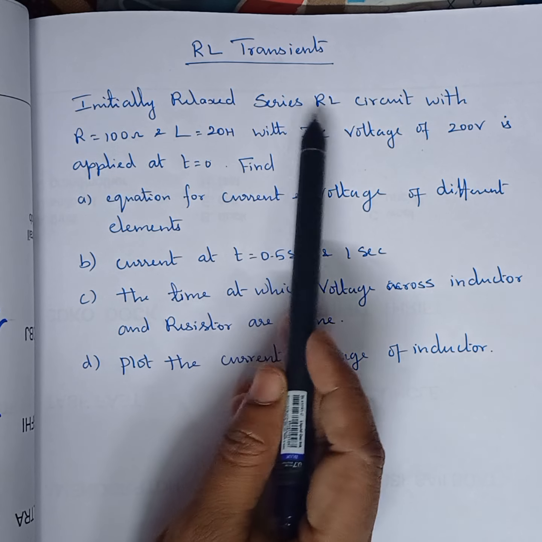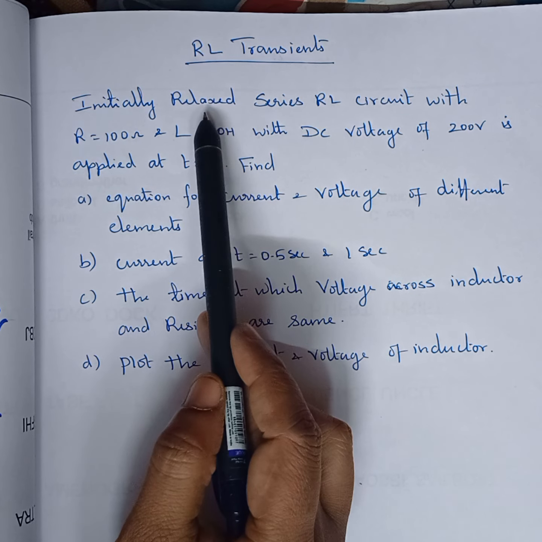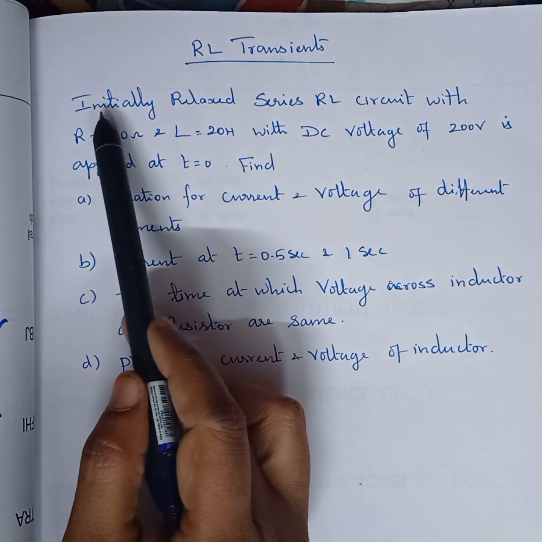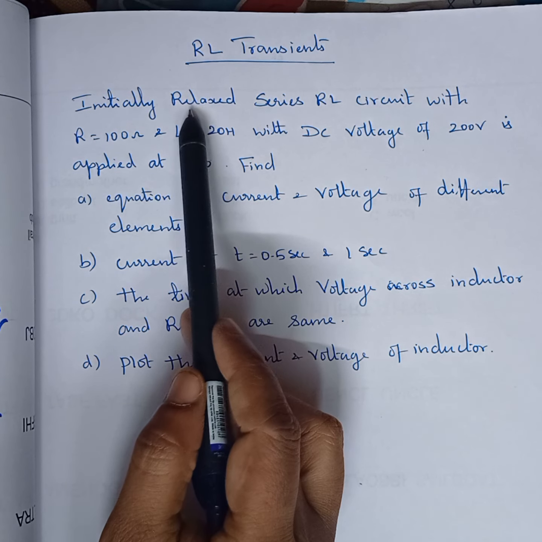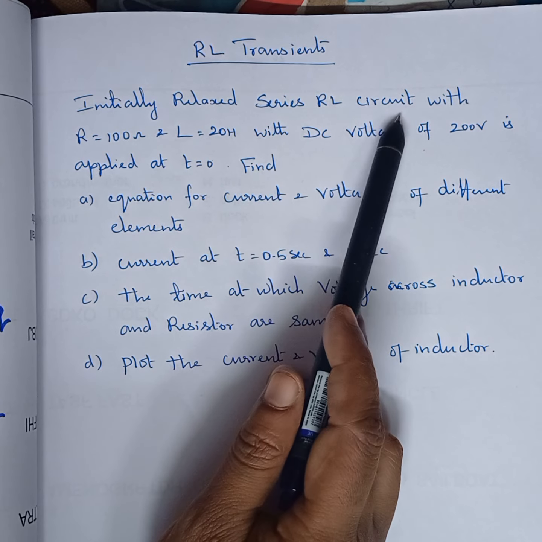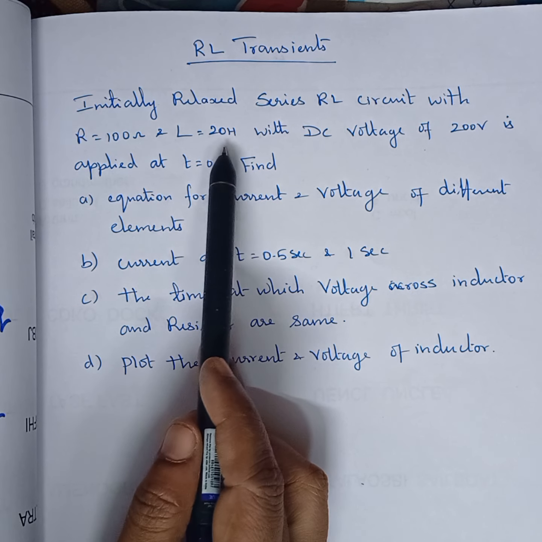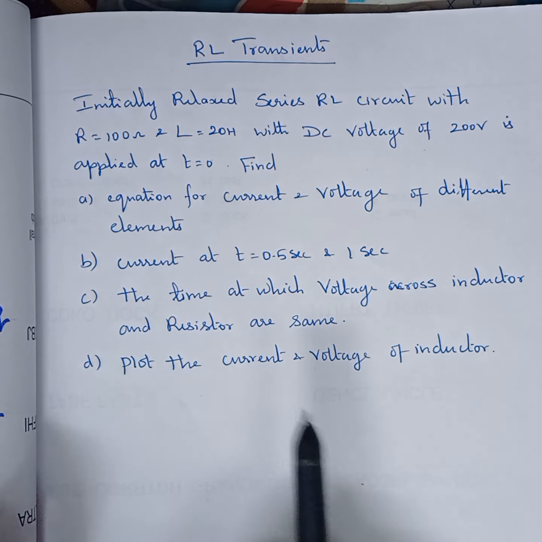Initially relaxed series RL circuit. Initially relaxed is the keyword, where the initial current through the inductor is 0. So initially relaxed means the initial current is 0. It's a series RL circuit, with R value and L value given, and we have to draw a circuit for this one. The DC voltage of 200 volt is applied at t equal to 0.